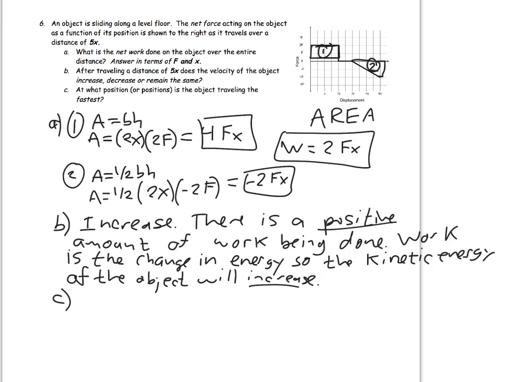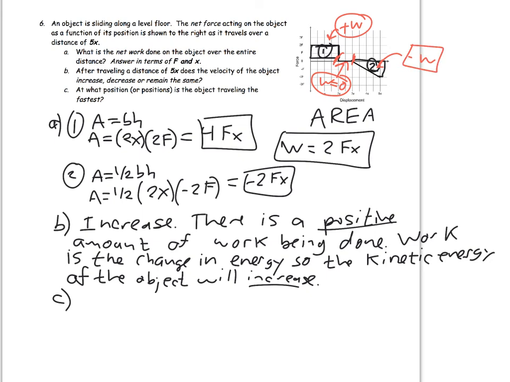C asks when the object is traveling the fastest, and so if we look back at our graph, we notice that from 0 to 2x, we have a positive amount of work being done. From 2x to 3x, our work being done is 0 because there is no force. And then for that last part, we have a negative amount of work being done.